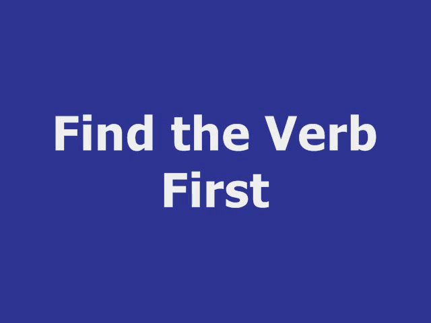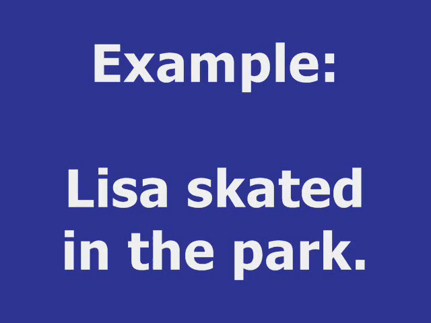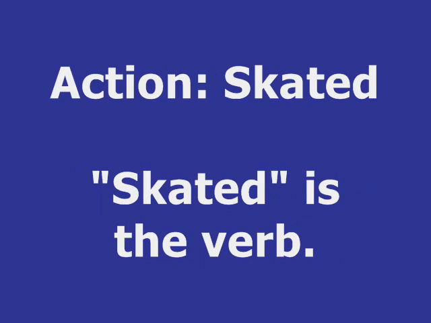So to find your subject, first of all, you need to be able to find verbs and subjects. And to find your subject, you want to find the verb first by asking who or what is doing the action. For example, if you have the sentence, Lisa skated in the park, the action in that sentence is skated. So skated is the verb. And if you ask who skated in the park, the answer is Lisa. So Lisa is the subject.